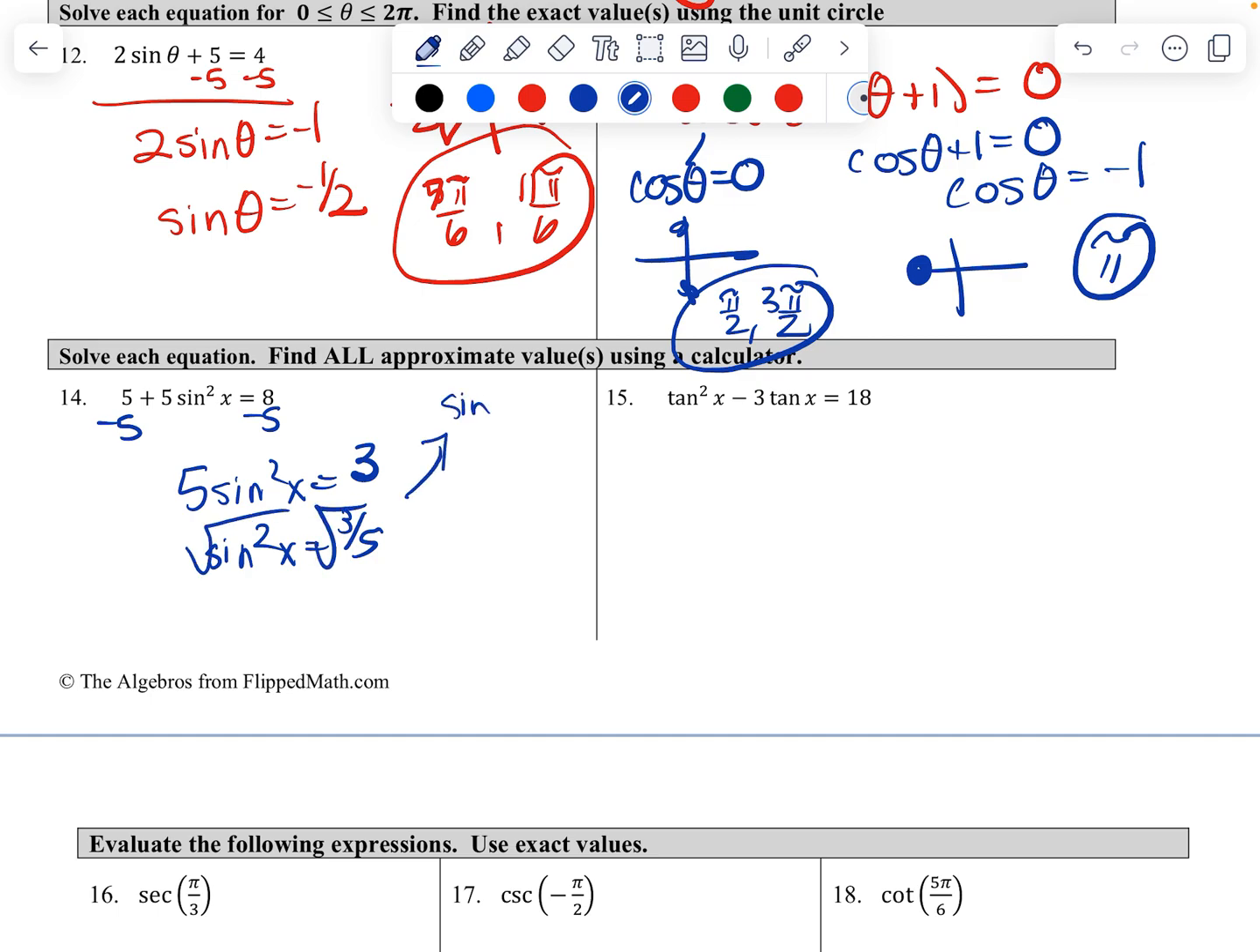So the sine of x equals negative square root of 3 over 5. And then you'd have to do that inverse sine on your calculator. So the inverse sine of those values.